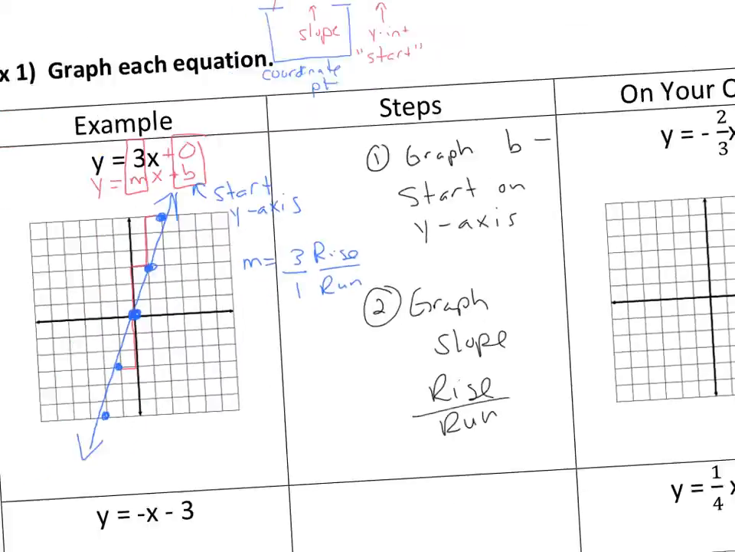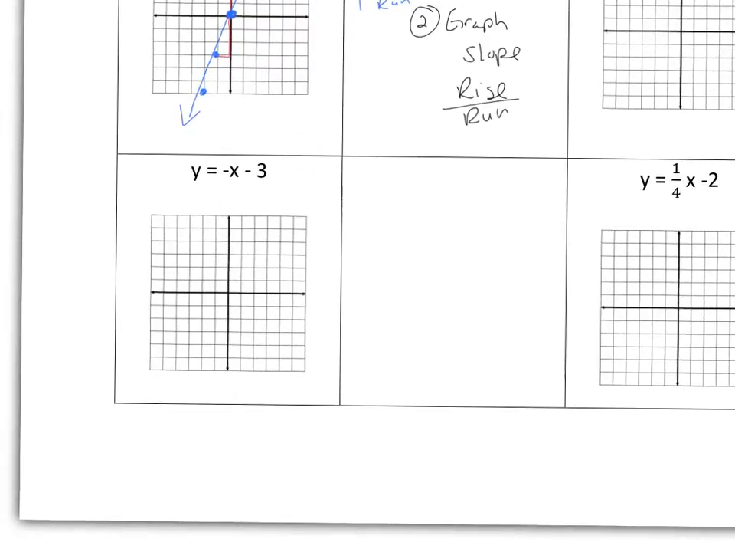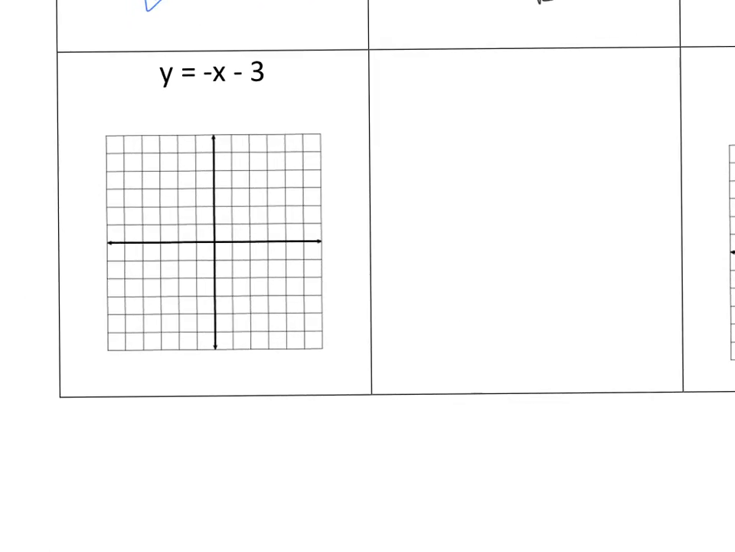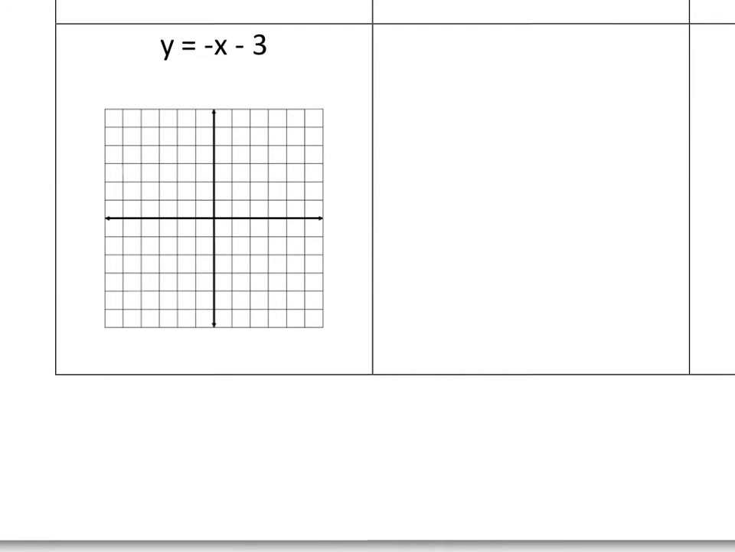Okay, all right, so now let's look at the next example here. On this next example, we're given a b value. So again, if I write y equals mx plus b, I have to understand that that negative means that there's a negative 1 there. So that negative 1 is my slope, and the negative 3 is my b value. So we're going to start here at negative 3.